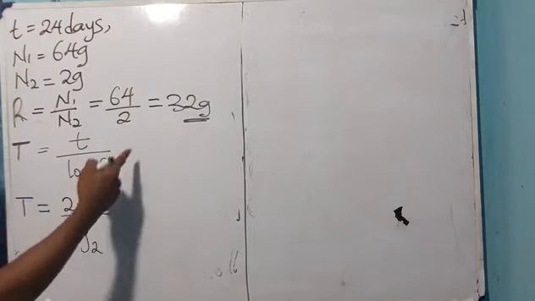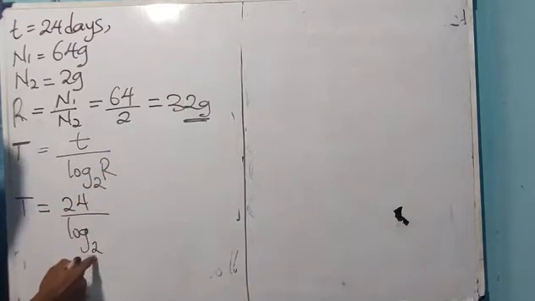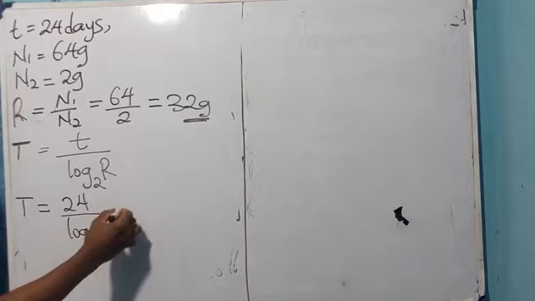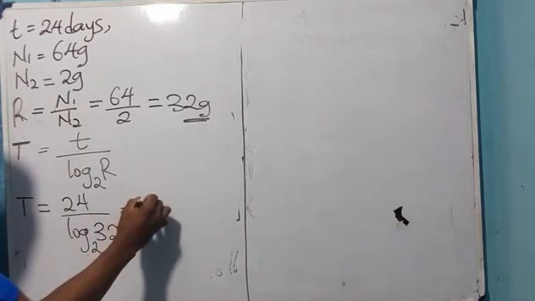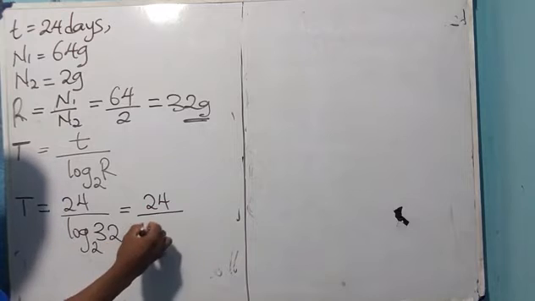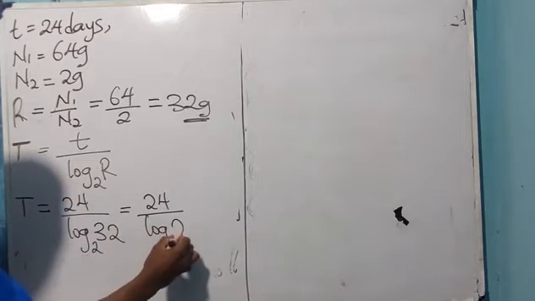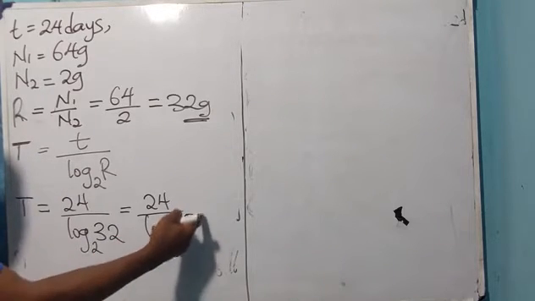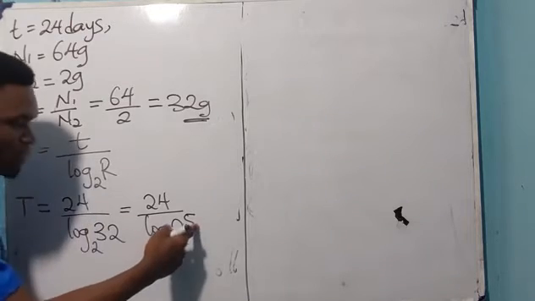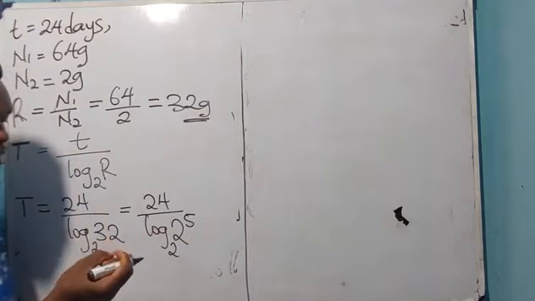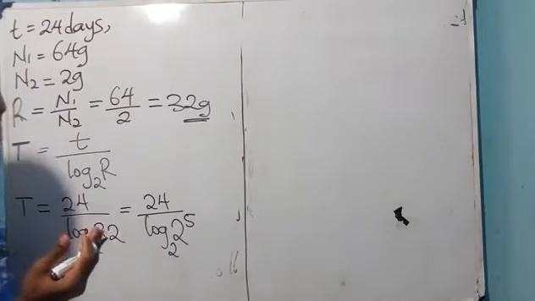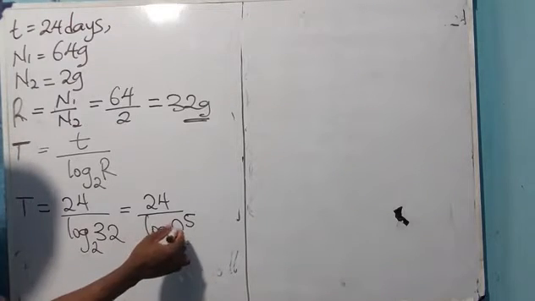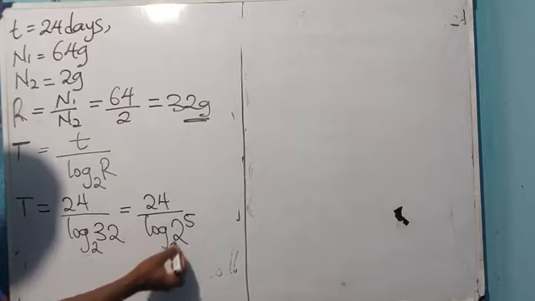Now for me to equalize this figure with the base, this becomes log 32 base 2. To simplify it further, I'll have 24 over log 2 raised by 5 base 2. I think 2 to the 5th place should be 32. 2 times 2 is 4, 4 times 2 is 8, 8 times 2 is 16, 16 times 2 is 32, which means that 2 raised by 5 is 32.